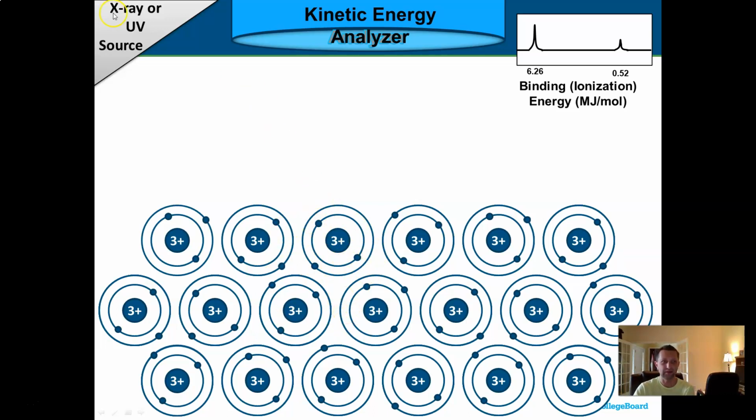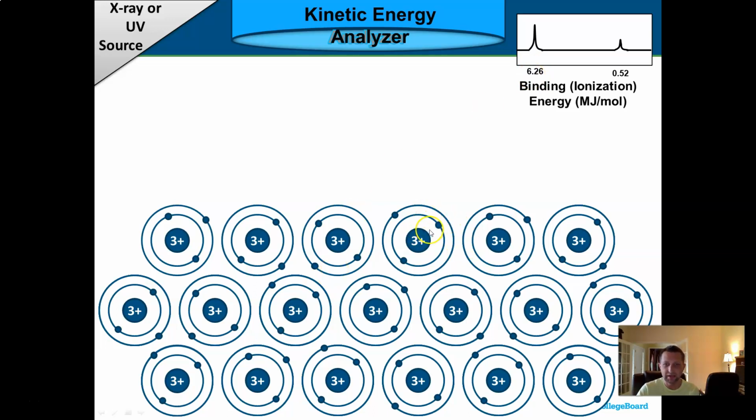And when the energy source came in and was able to remove those electrons, the electrons absorbed some energy and they were removed. They hit that kinetic energy analyzer. We ended up with 2 peaks here. So we have a peak with a binding energy, ionization energy, another way to say that, 6.26, another one with 0.52. All right, one peak is higher than the other one. So it's about twice as high. So this 6.26 has to represent the electrons in the level that's closest to the nucleus.